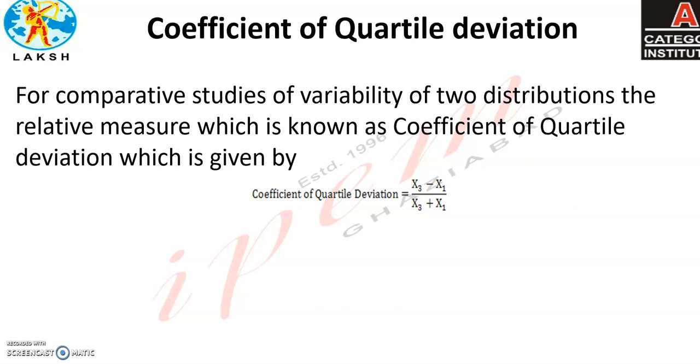Next is coefficient of quartile deviation. For comparative studies of variability of two distributions, the relative measure, which is known as coefficient of quartile deviation, is given by coefficient of quartile deviation is equal to Q3 minus Q1 divided by Q3 plus Q1.